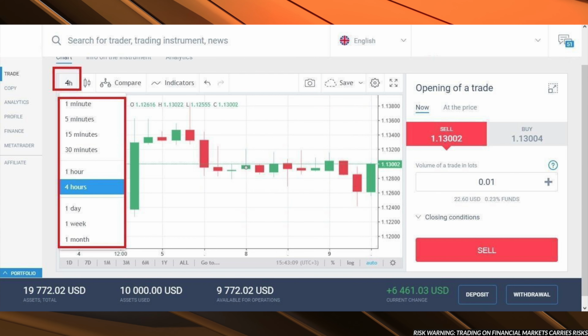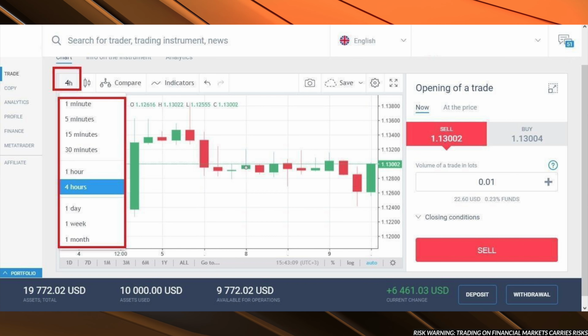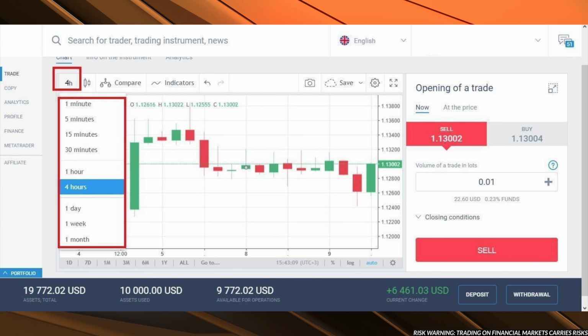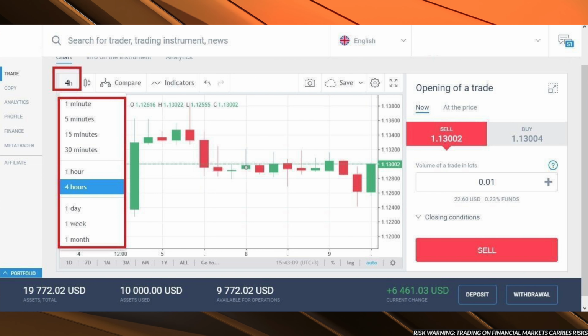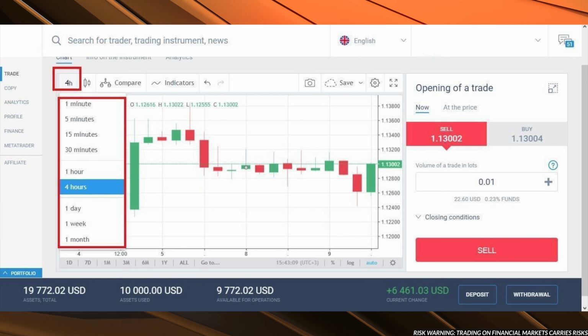So in a line chart, a dot is the closing price of a time frame. When each 30-minute period ends, the chart shows a dot corresponding to the final value in the period, and then all points are connected by a line.